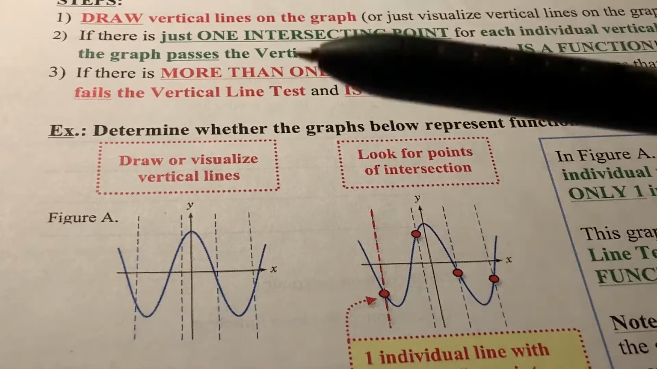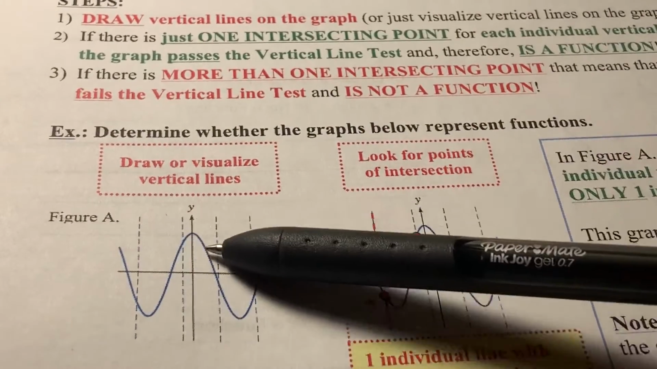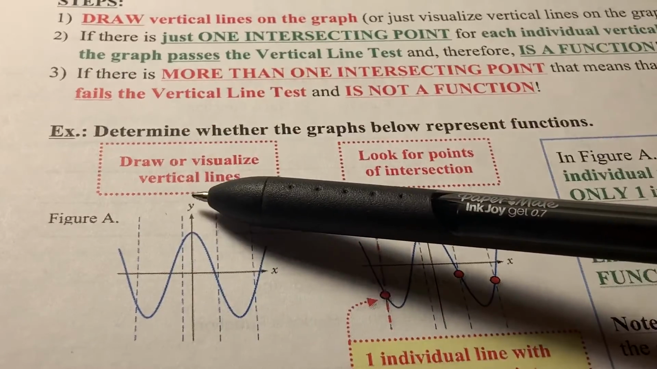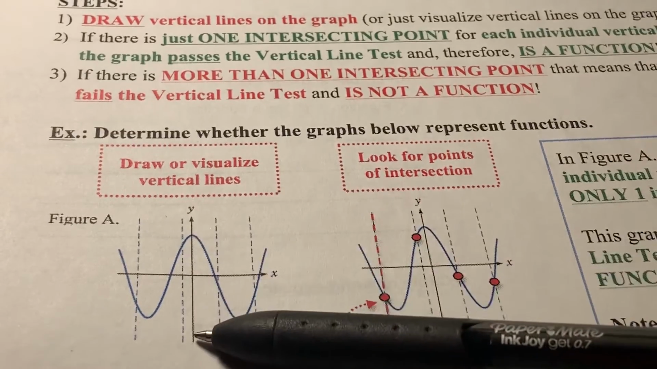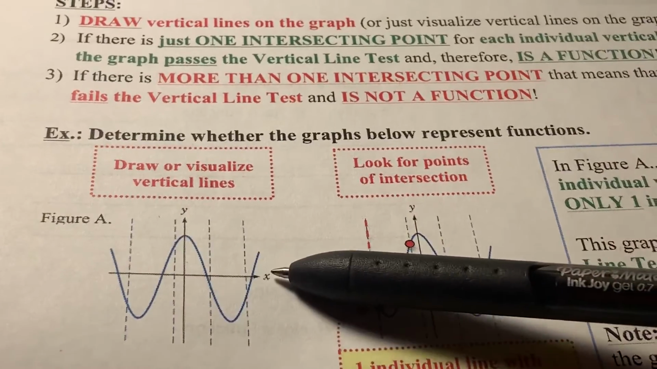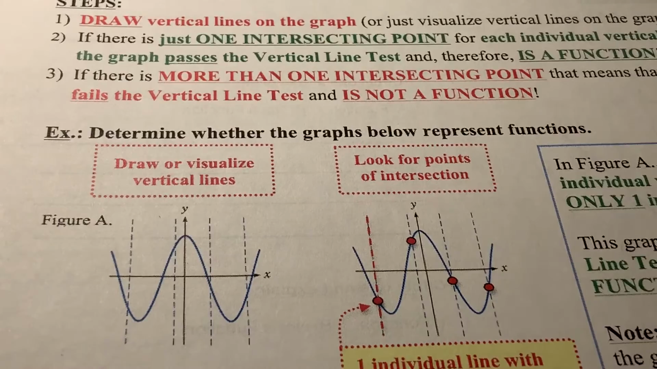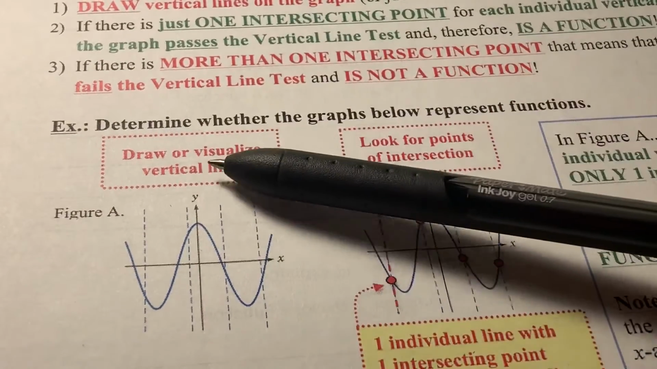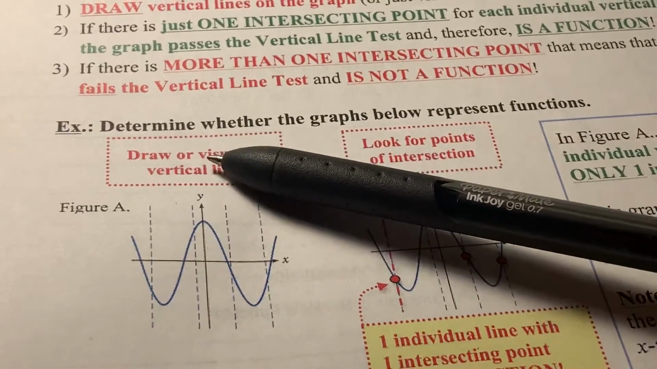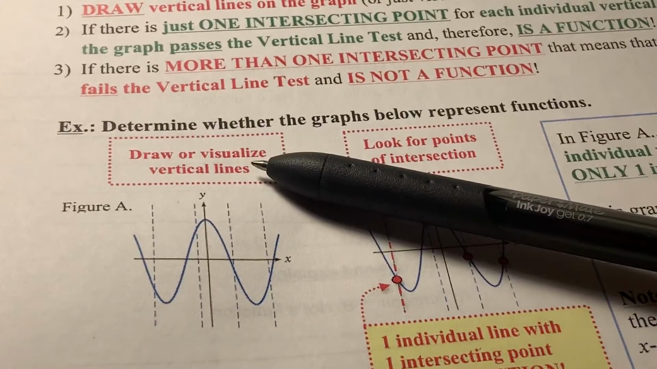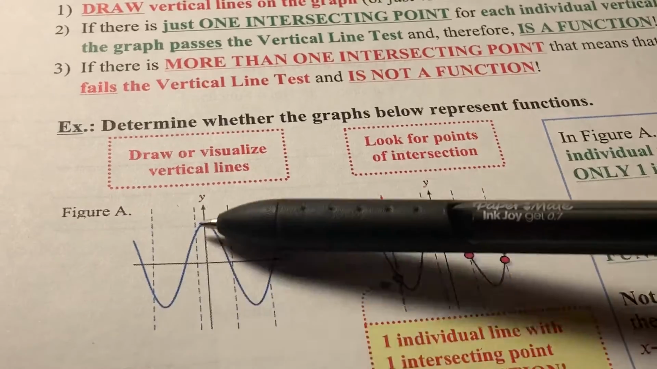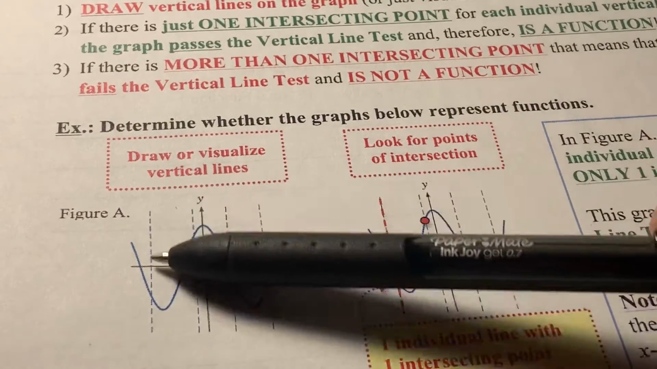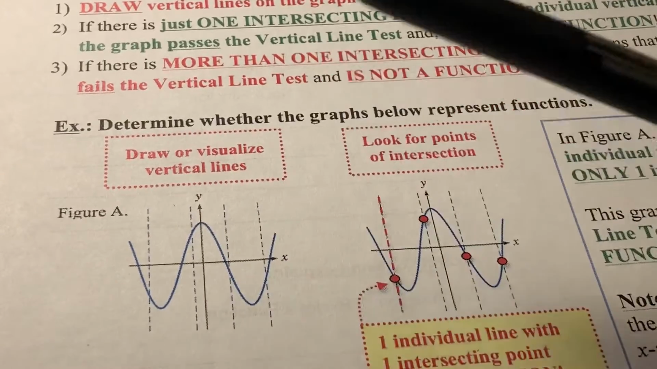Okay, so this is what I'm focused on. This wavy thing here. Do not pay attention to the y-axis or x-axis. As a matter of fact, make believe they're not even there. Make believe they're invisible. So let's look at the first set of directions. Draw or visualize vertical lines. You see these dotted lines going down here? Those are my vertical lines, okay? I can either draw them or I can visualize them.